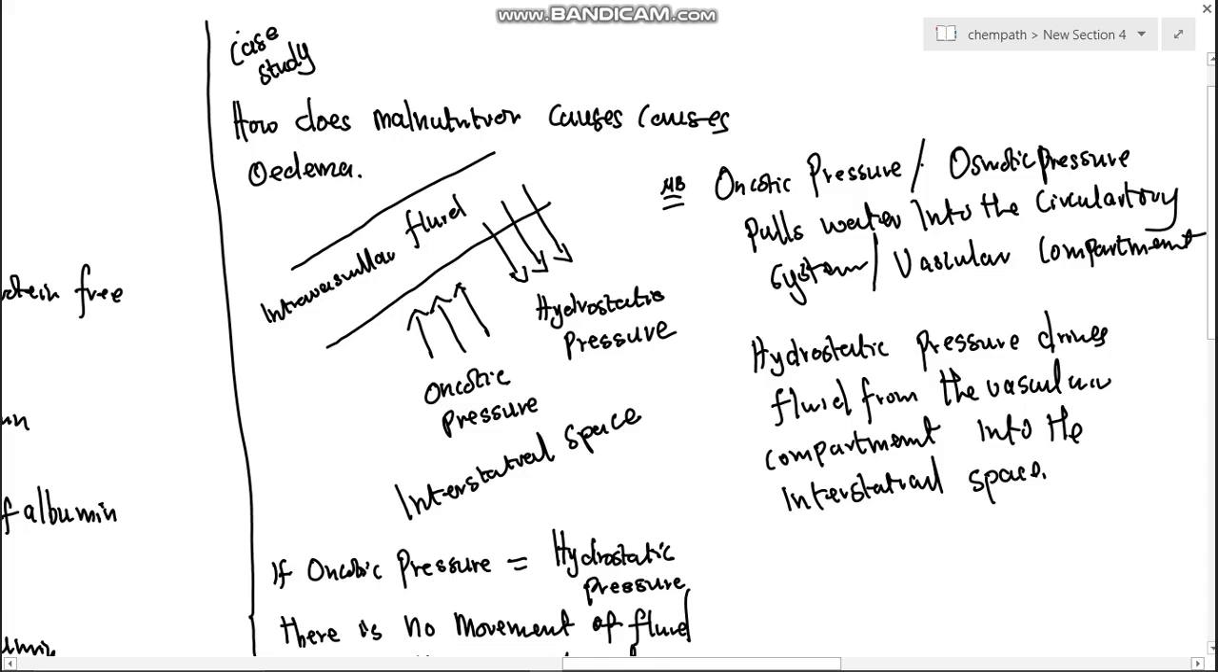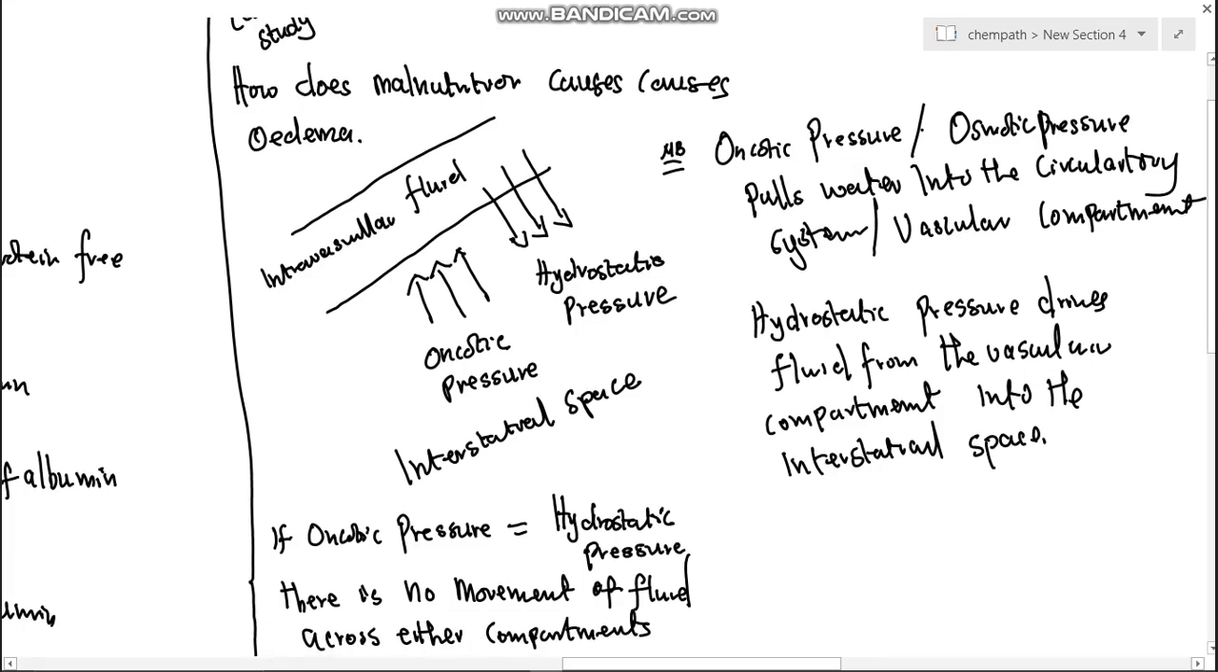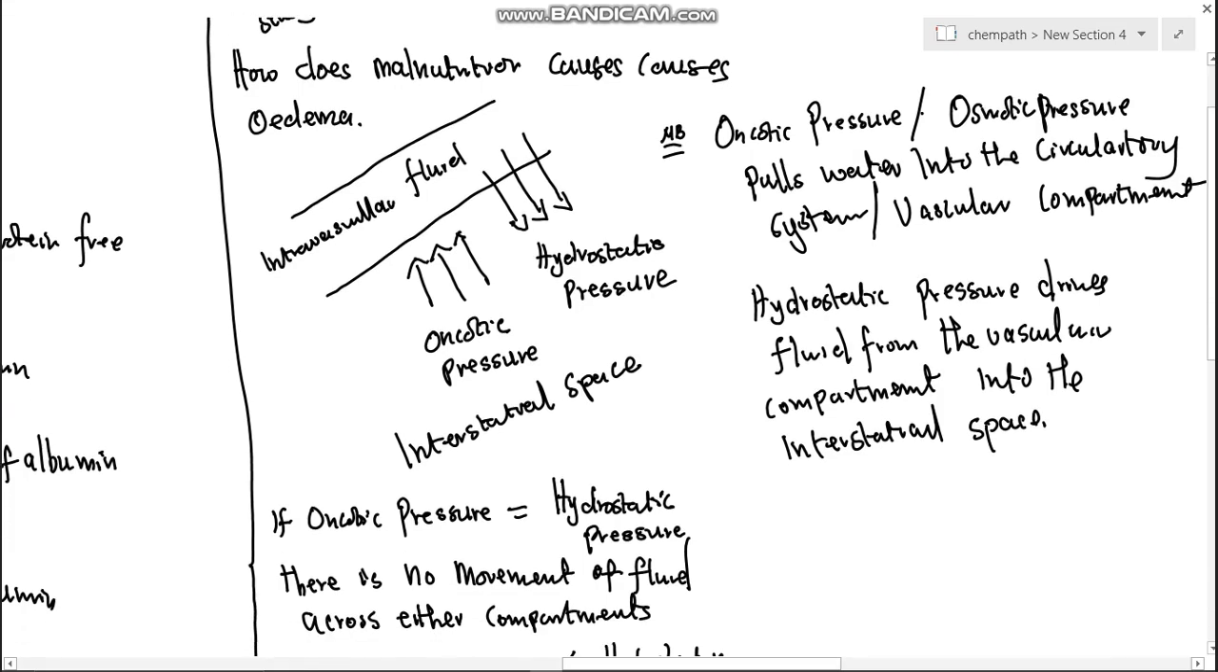So once hydrostatic pressure increases, fluid will be moved from the intravascular compartment into the interstitial space. And when there is fluid retention in the interstitial space, there is a system called the lymphatic system that's responsible for the transfer of all these leakages back into systemic circulation.